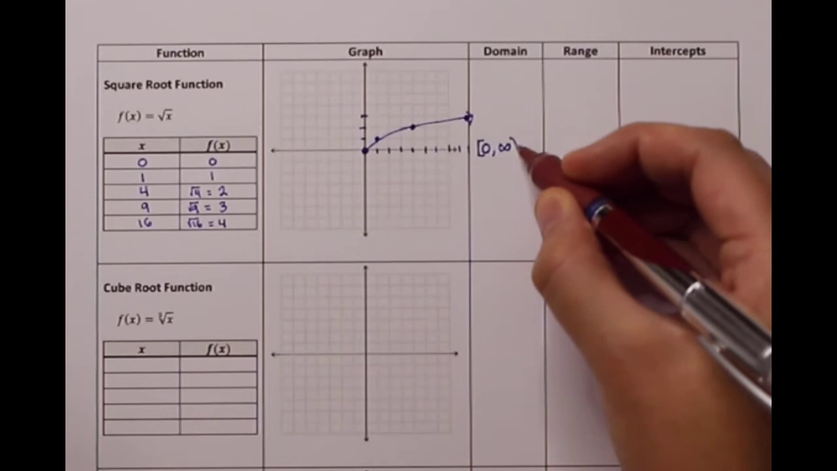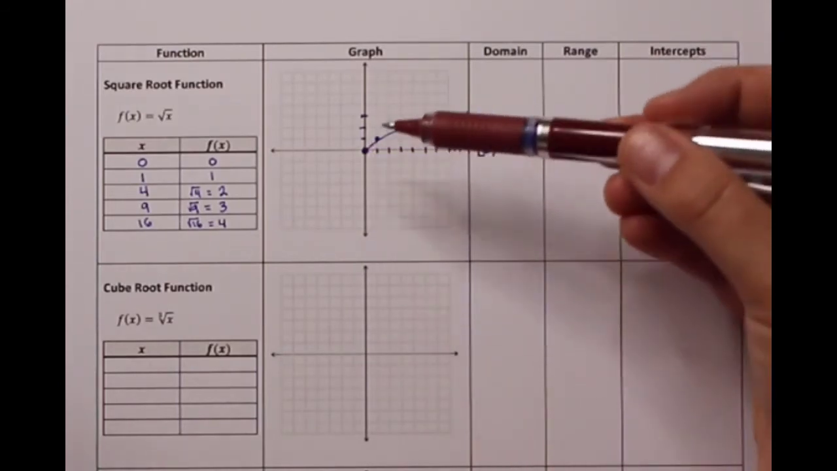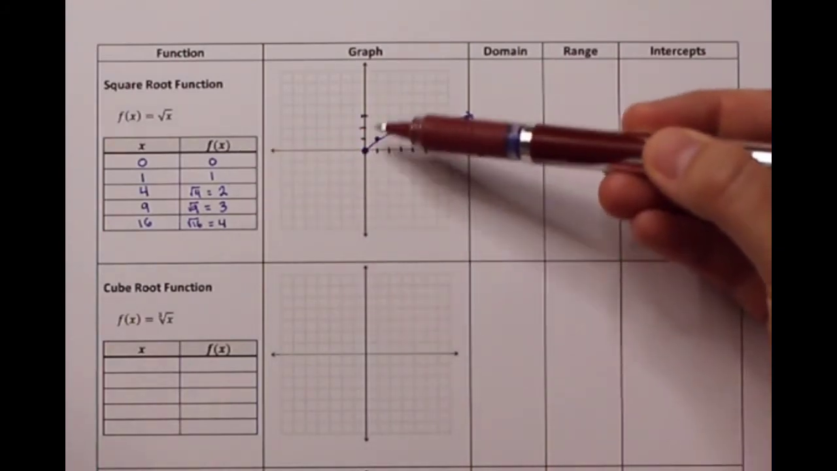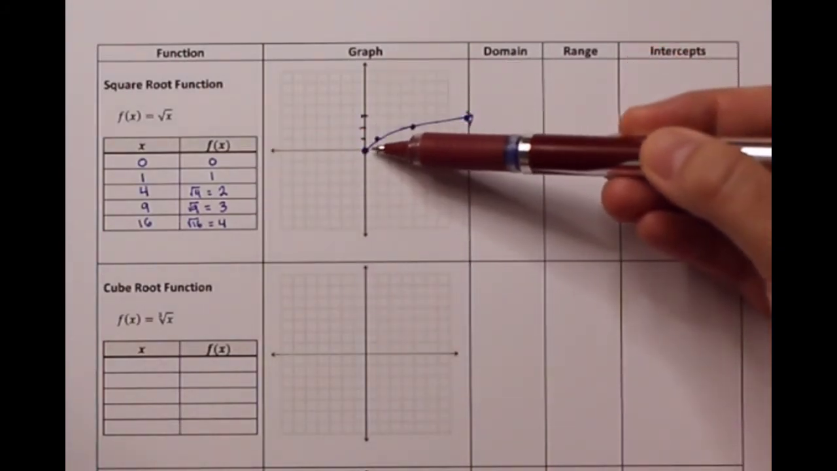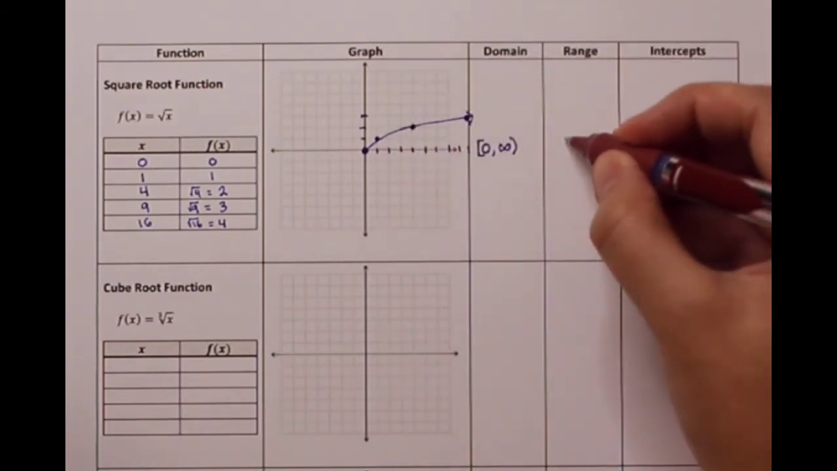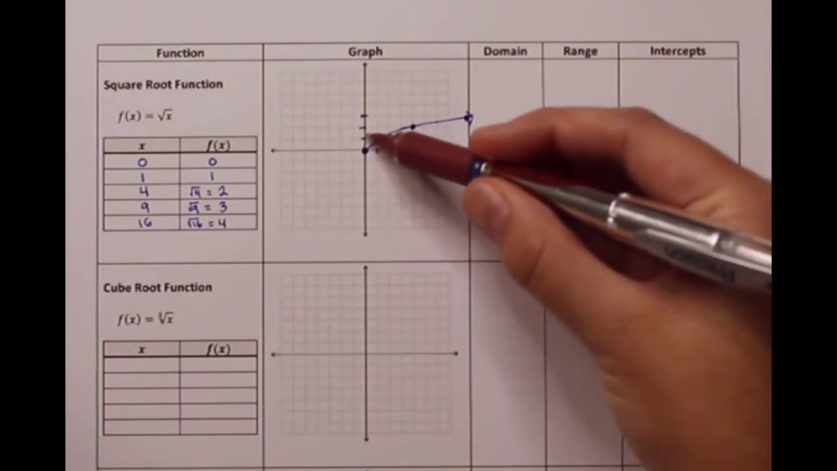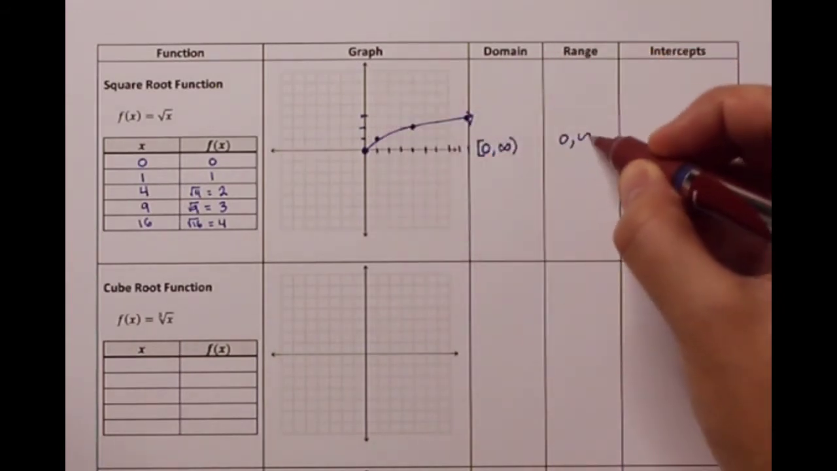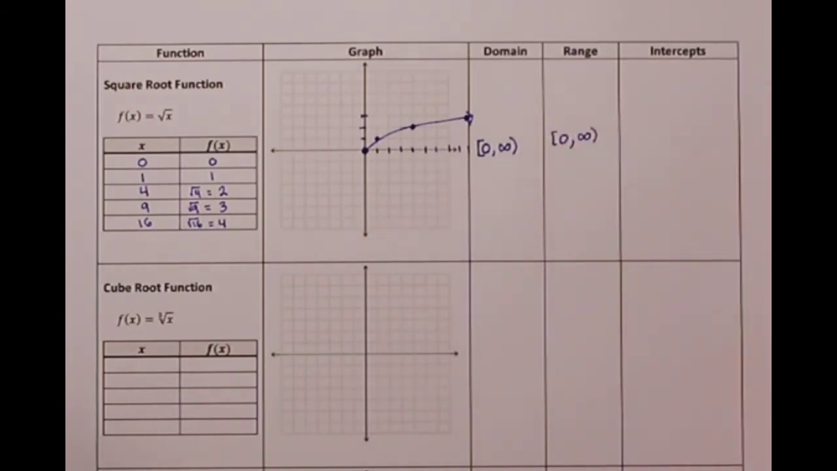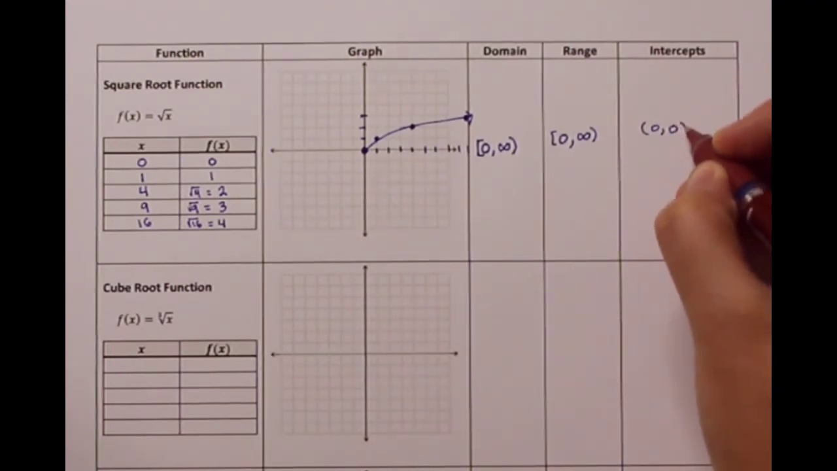And then remember, we don't equal the infinities. Then the range, the output for this function, every number we get out of a square root, is going to be positive. So notice the graph is only going up. It's starting at 0 and going up. And so the range is from 0, so 0 for the y, and then up toward infinity for the y values. And then again a bracket there because we can equal that point. And then 0, 0 is our only intercept on that one.